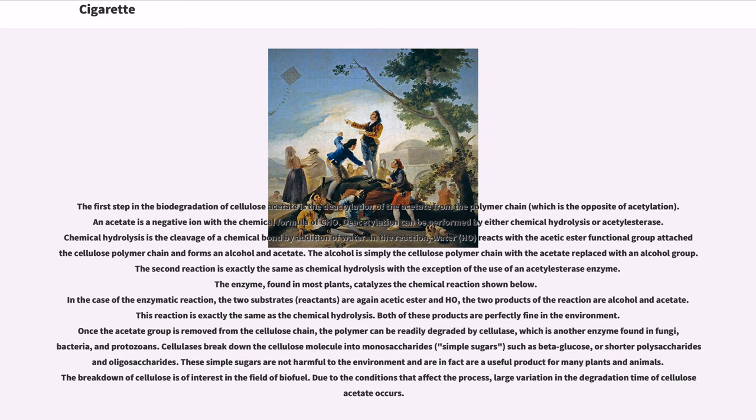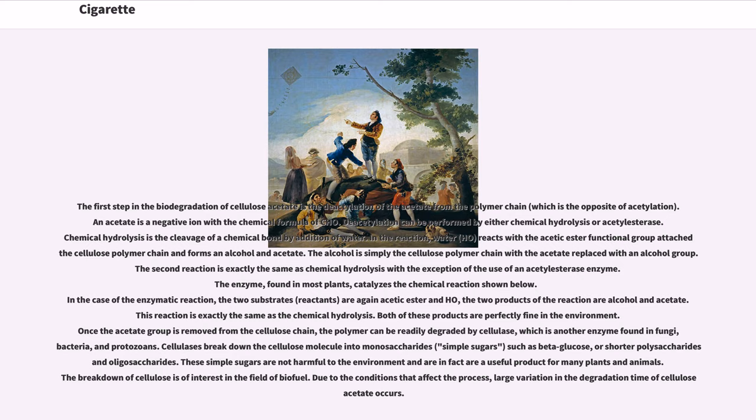The second reaction is exactly the same as chemical hydrolysis with the exception of the use of an acetylesterase enzyme. The enzyme, found in most plants, catalyzes the chemical reaction shown below. In the case of the enzymatic reaction, the two substrates are again acetic ester and H2O. The two products of the reaction are alcohol and acetate. This reaction is exactly the same as the chemical hydrolysis. Both of these products are perfectly fine in the environment.